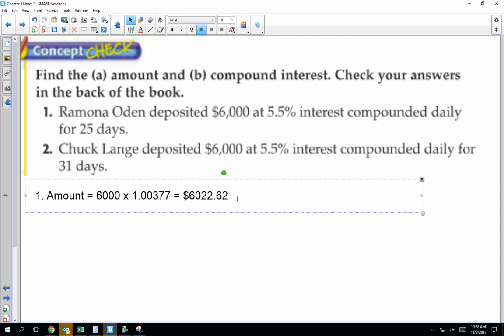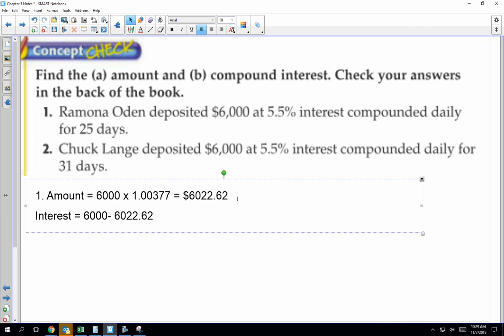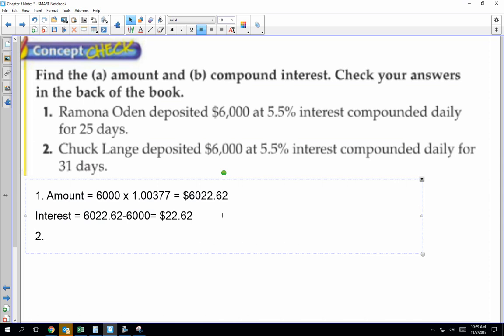And then the amount of interest is equal to the $6,022.62 minus the $6,000, which is equal to $22.62. All right, let's do that for number 2.